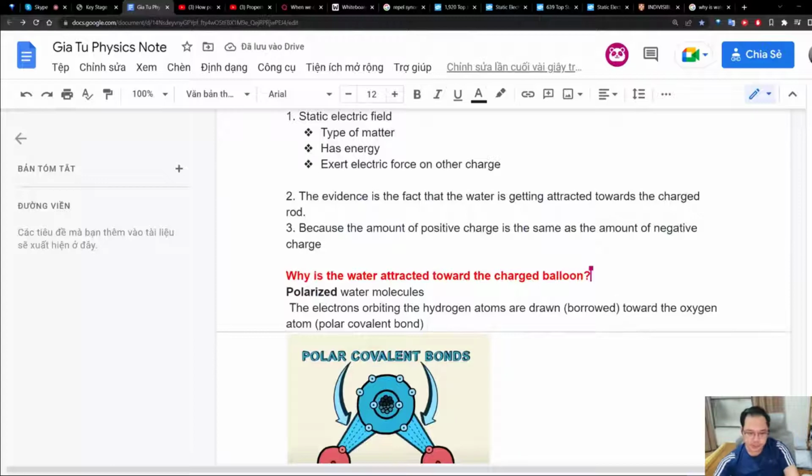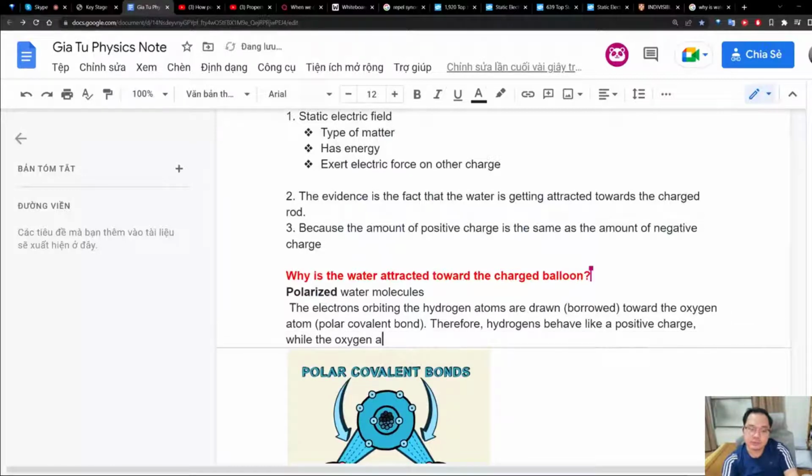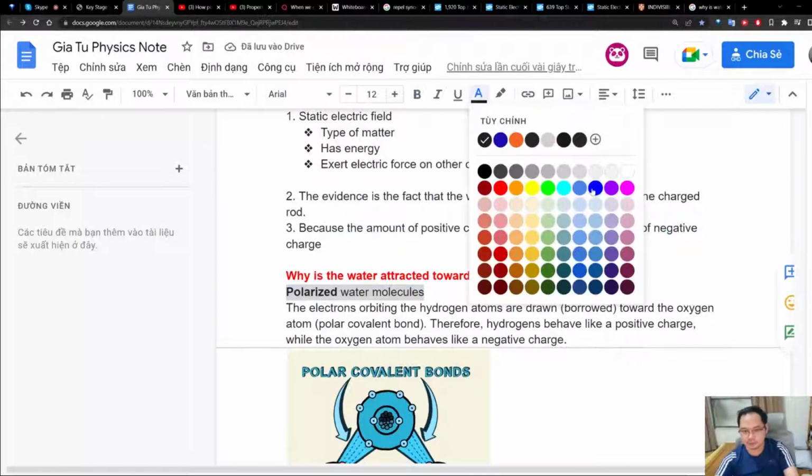So therefore, the hydrogens have fewer electrons and behave like a positive charge, while the oxygen atom behaves like a negative charge. That is what is meant by a polarized water molecule.